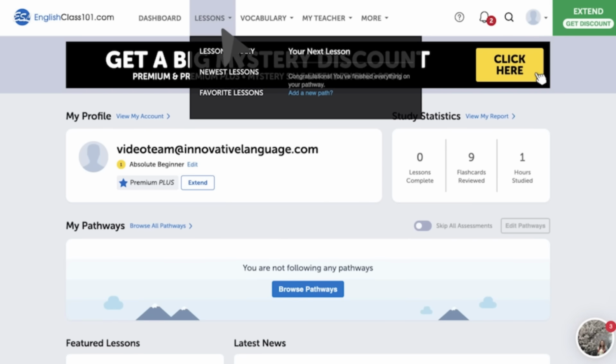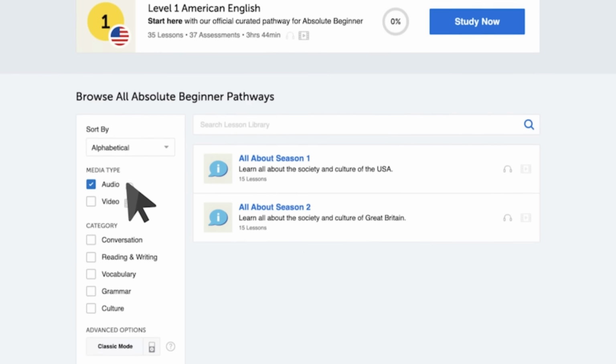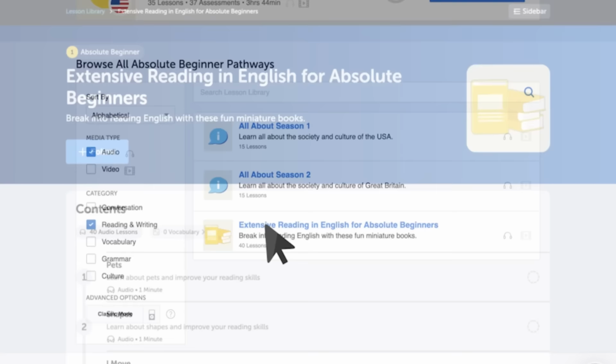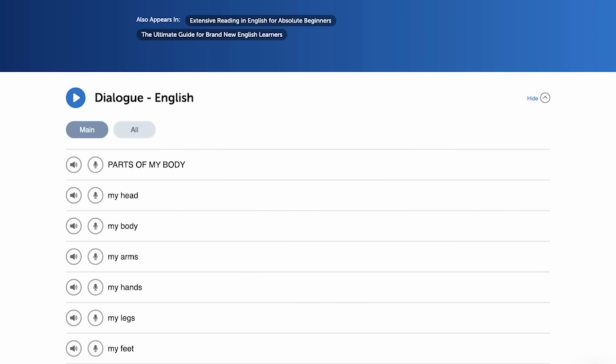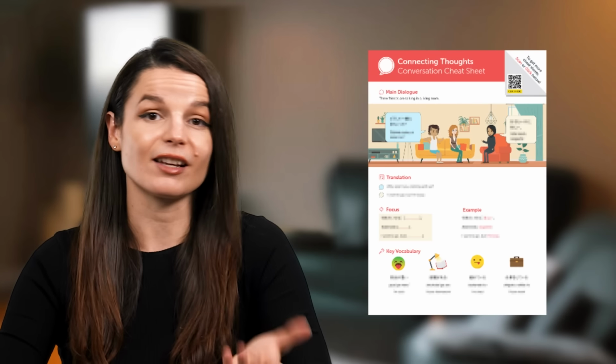If you want to jump into reading, check our extensive reading books inside the lesson library. The absolute beginner books are simple 1 or 2 words per page books that will get you going. If you want to practice writing, make sure you're signed up to our email list. We email out writing workbooks and cheat sheets every week.